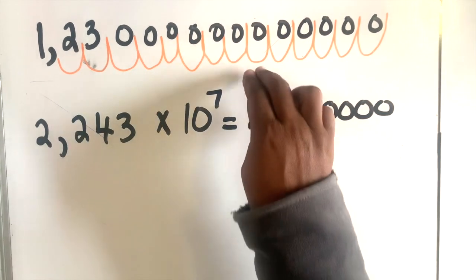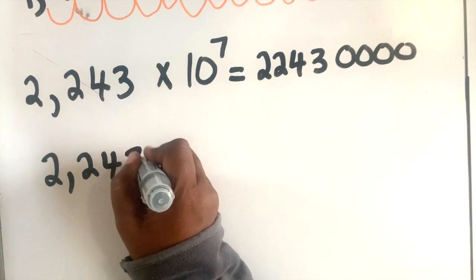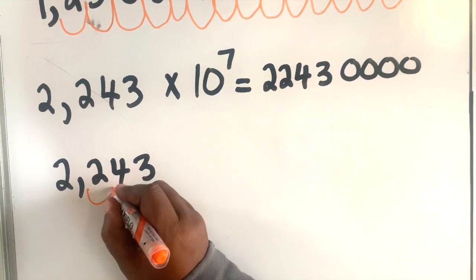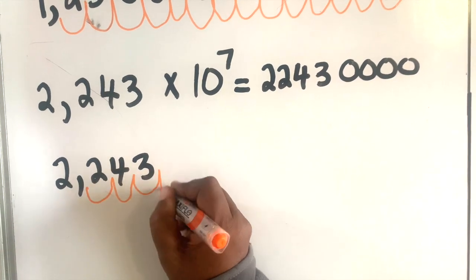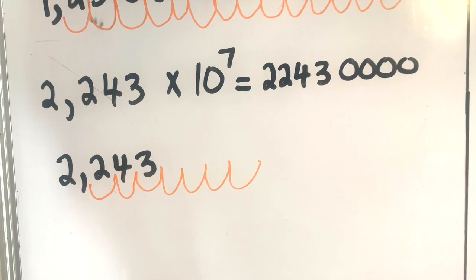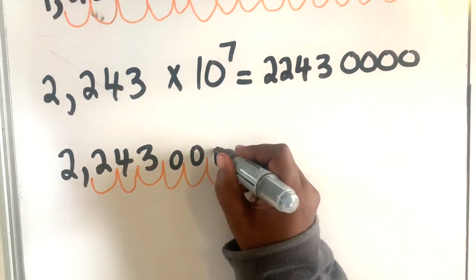So let's switch the long way. So it's 2, 2, 4, 3. You're supposed to move the 0 7 times. So it's 1, 2, 3, 4, 5, 6, 7. So how many zeros must I add? 1, 2, 3, 4.